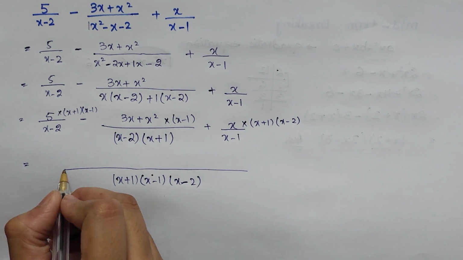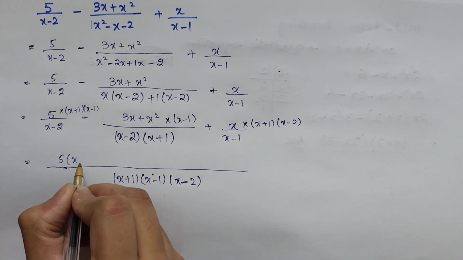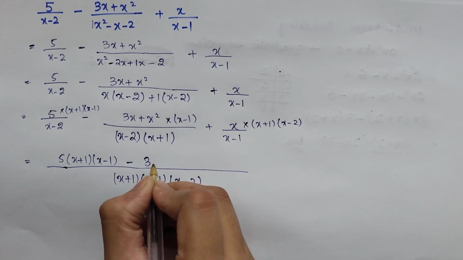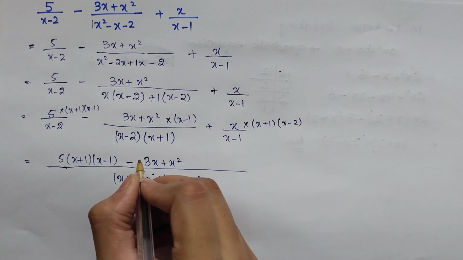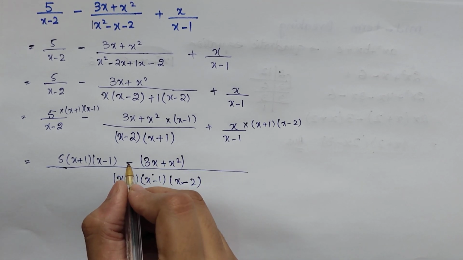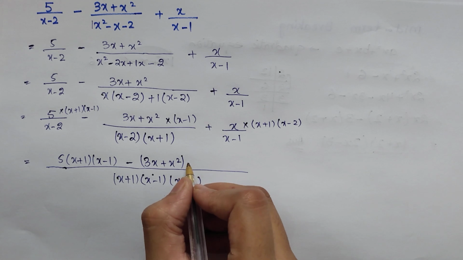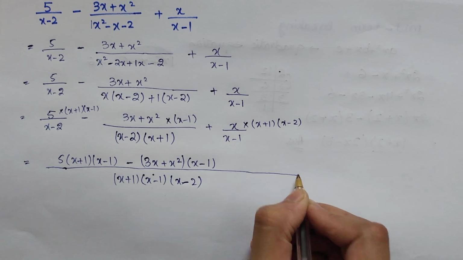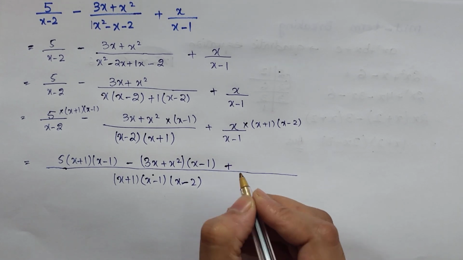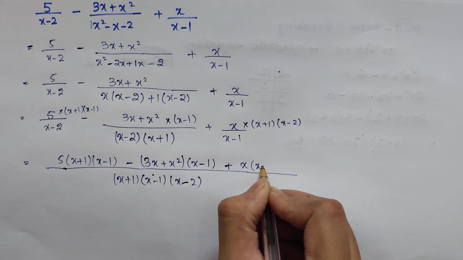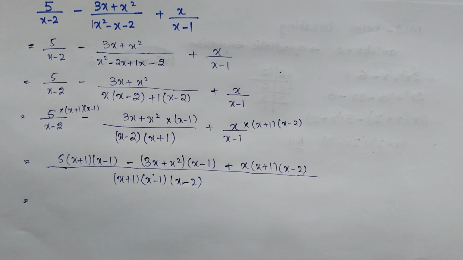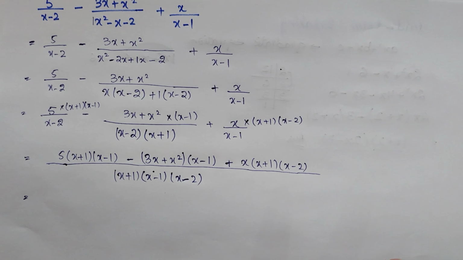Now multiply these terms. 5 is multiplied by x plus 1 into x minus 1, then the negative sign, and these are 3x plus x square. Use a bracket, because when you open the bracket with a negative sign, the signs change. So always remember, you have to use a bracket before a negative sign, otherwise your answer will be wrong. Next, x is multiplied by x plus 1 and x minus 2. Now what you have to do is expand all these brackets and multiply all of them.